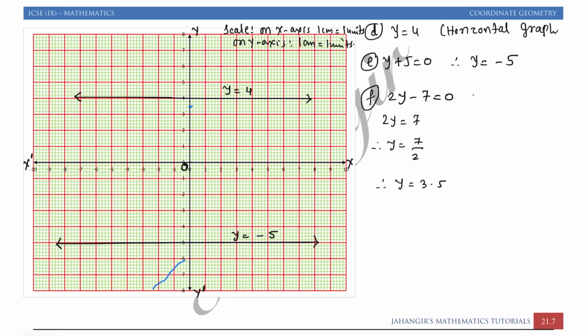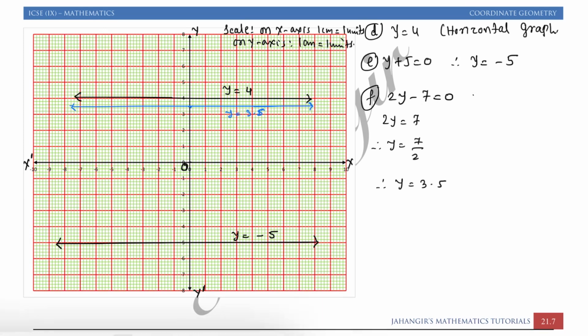See, in your graph you will have 10 blocks, so it's not that difficult to draw. You can draw it. I cannot draw it properly because of the thick pen. Maybe this is my 3.5. It looks like it's between 3 and 4. You can write here y is equal to 3.5, or you can write y is equal to 7 by 2.